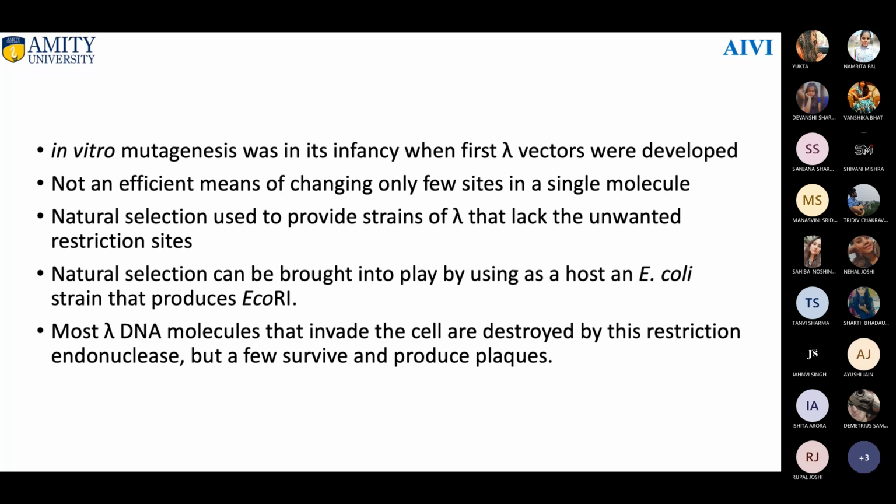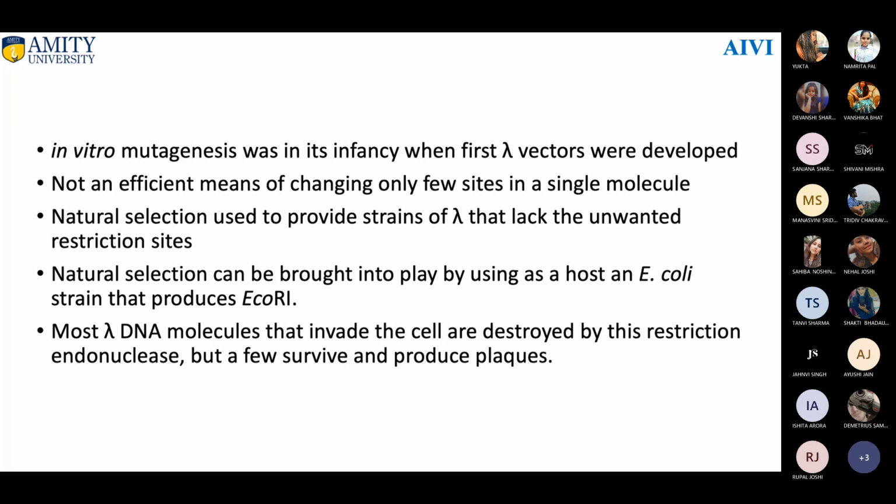So what you are doing is growing the lambda phage, isolating it and checking whether the restriction site is there or not. Natural selection plays an important role, and you produce a strain which has limited sites, simply one site in one virus. Most lambda phage molecules that invade the cell are destroyed by the restriction endonuclease, which, as I mentioned, is the immune system of your bacteria. So only a few survive, and the survivors produce plaques.